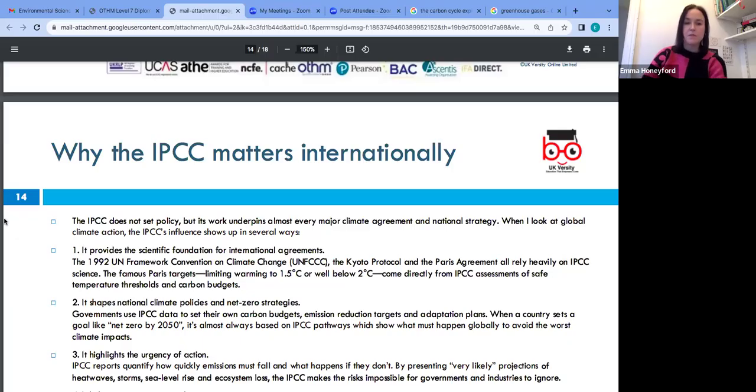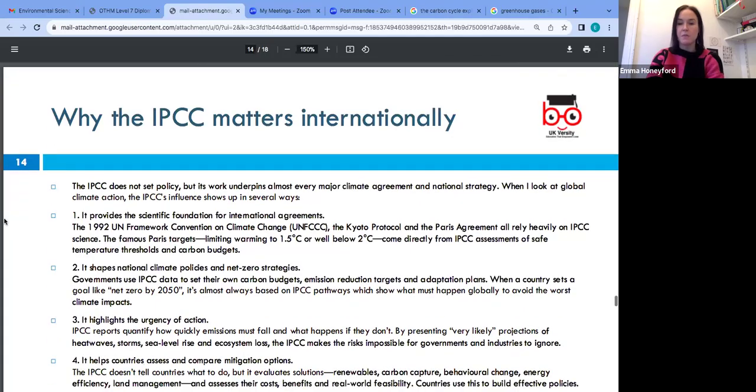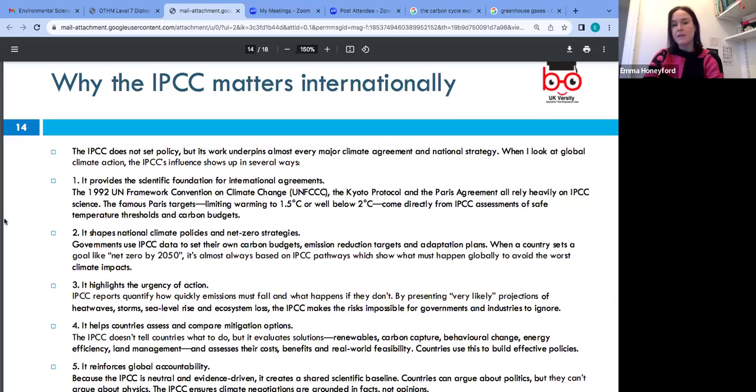Number 2, this shapes national climate policies and net zero strategies. Governments use IPCC data to set their own carbon budgets, emission reduction targets and adaptation plans. When a country sets out goals like net zero by 2050, so the UK government's target is to be net zero by 2050. For Greater Manchester, it's 2038. We aim to be net zero by 2038. So they can be different, and it's worth looking at local targets wherever you are.